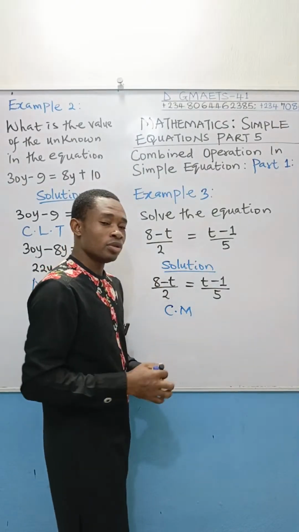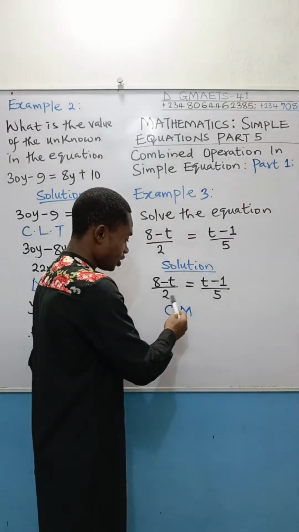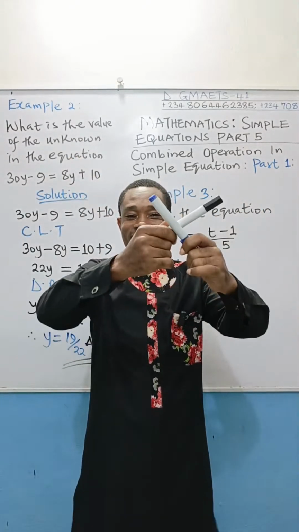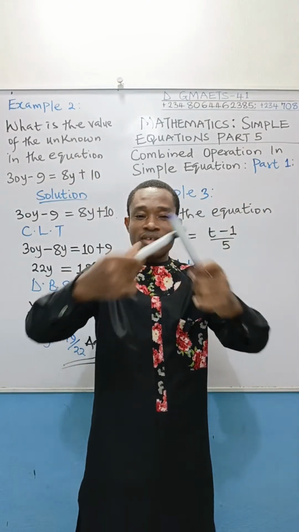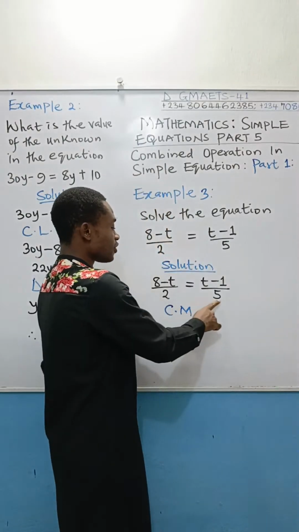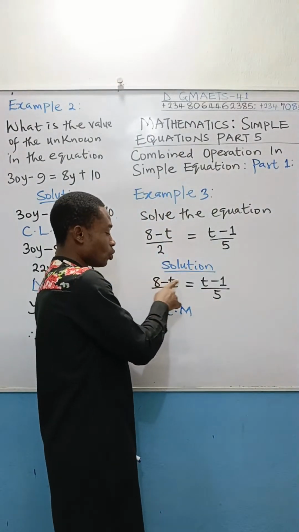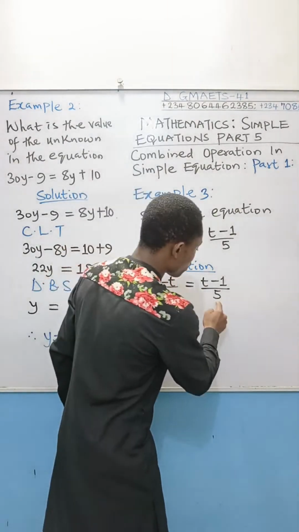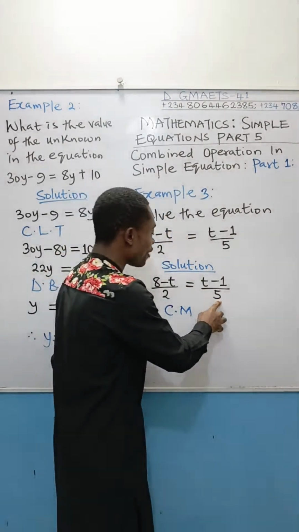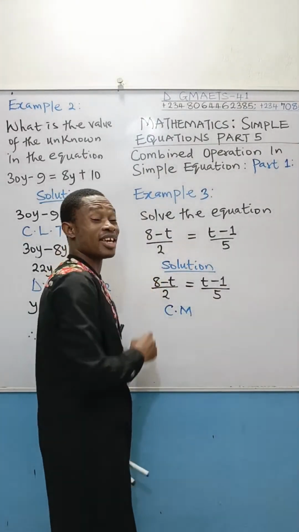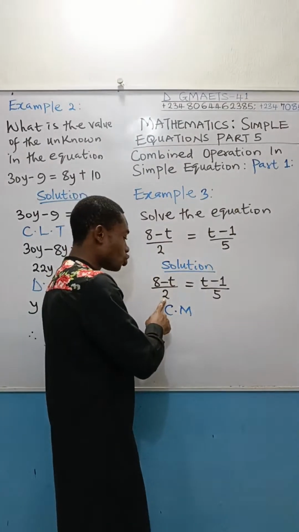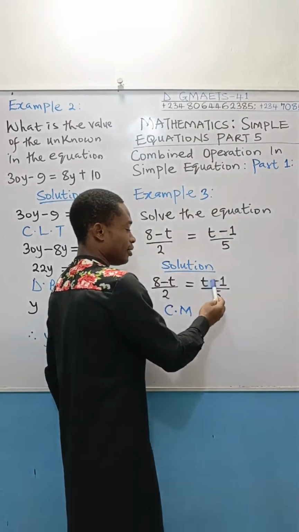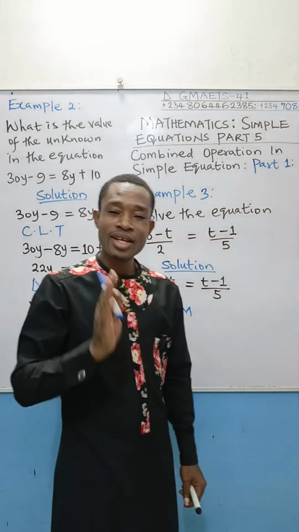So what do we do? I've already shown you how to cross multiply this way. Remember in that class I told you something like this. You cross and then you multiply. This 5 will multiply what you have here, 8 minus t. It's the same as 5 crossing and multiplying this 8 minus t. The same thing, these 2, we cross and multiply t minus 1. That is how you cross multiply.